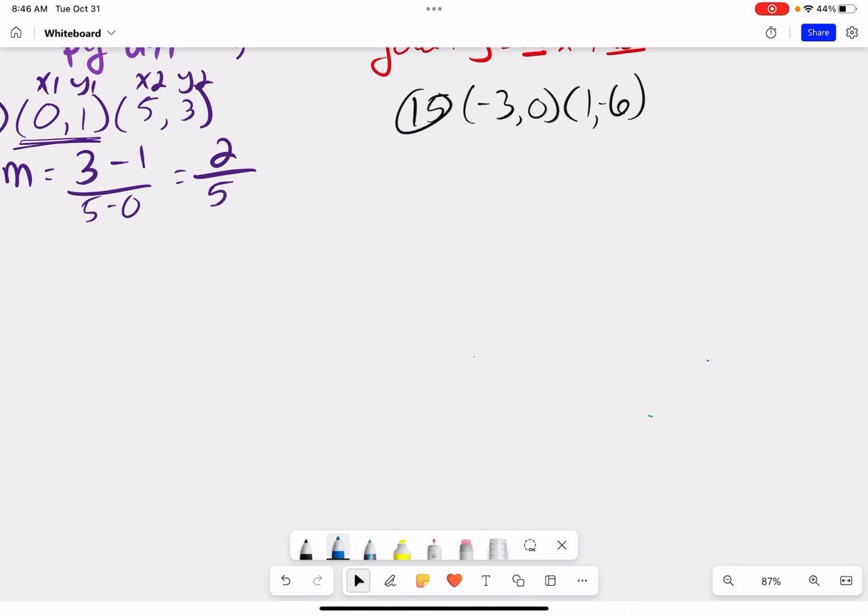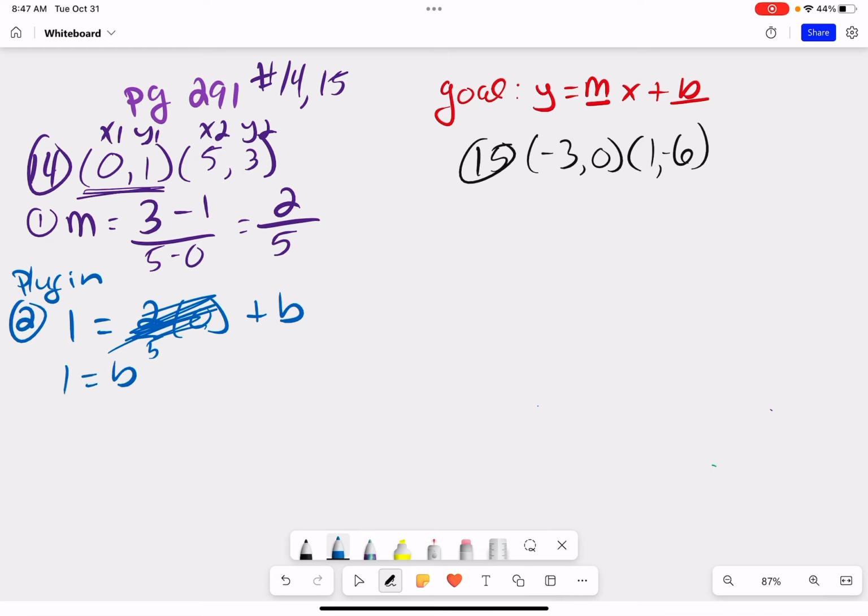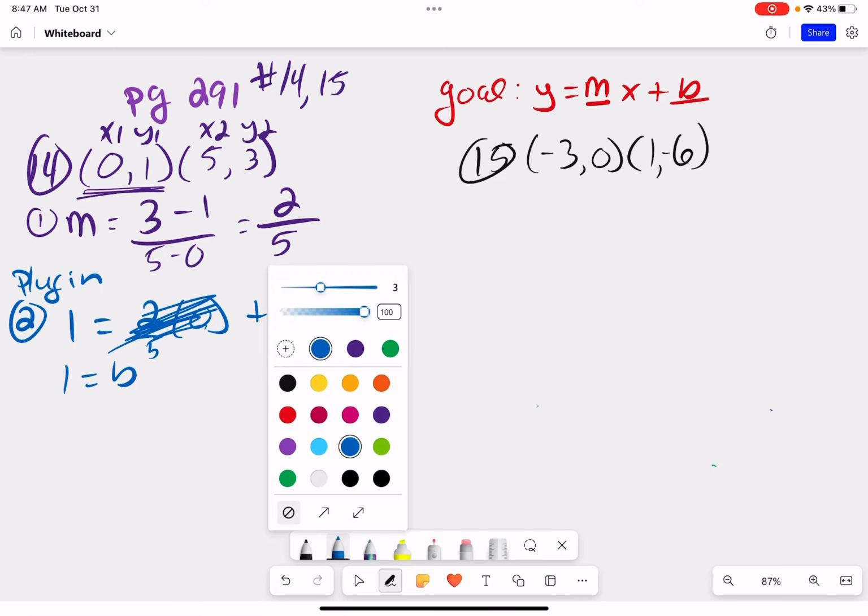Step number 2, go ahead and plug it in. So plug in the values. So I picked my x, I picked my y. So y is 1. My slope is 2 over 5. My x is 0. And 2 over 5 times 0 is 0. They go away. And that means that 1 equals b. And I'm going to go ahead now and do step number 3.